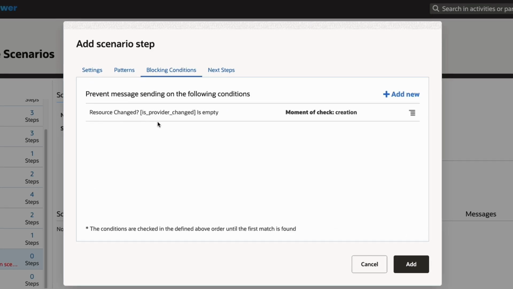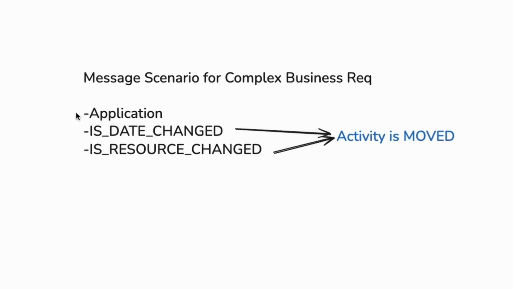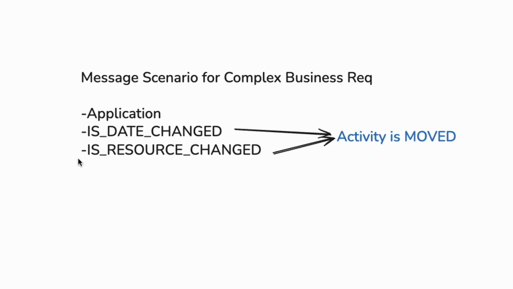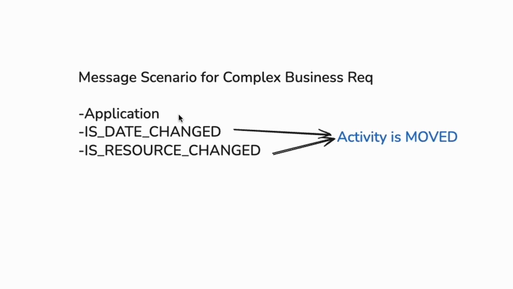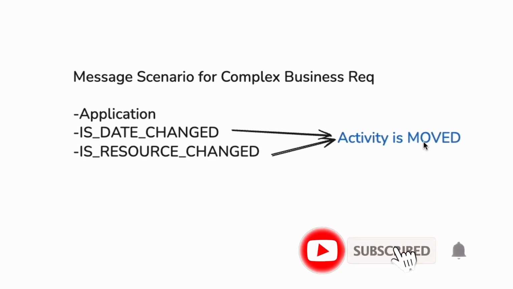In the blocking condition, if we want to set some flag or notify some external application, then we can use this blocking condition, is provider changed. And this is a very common requirement. We used to set flags and inform other applications that the resource has been changed. We inform the customer as well. I hope you are now clear with these three message scenarios. Application can be used anytime, but is date changed and is resource changed work only on activity moved.